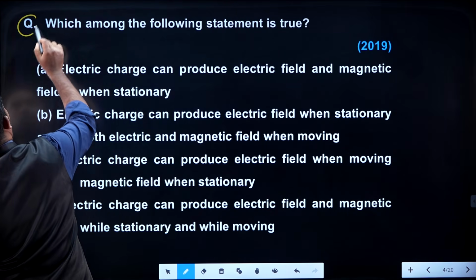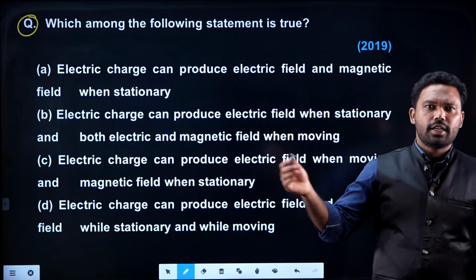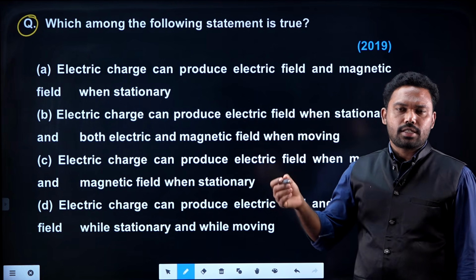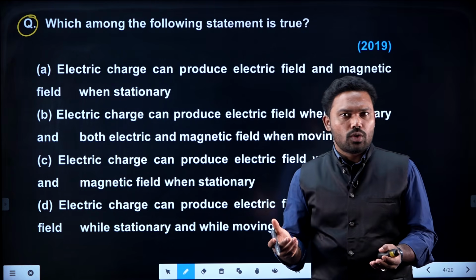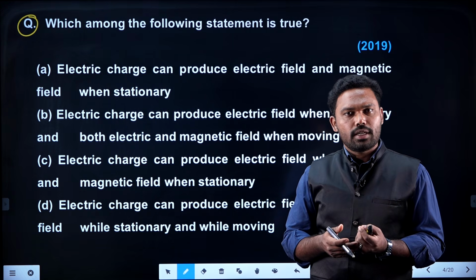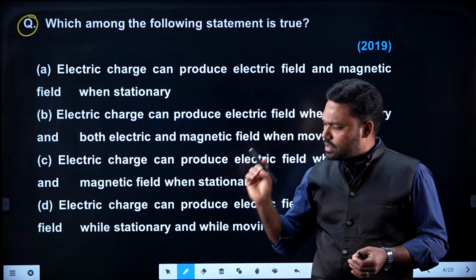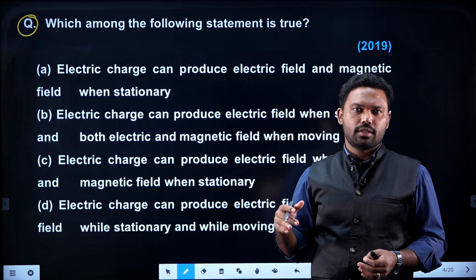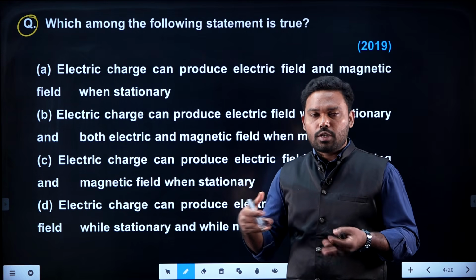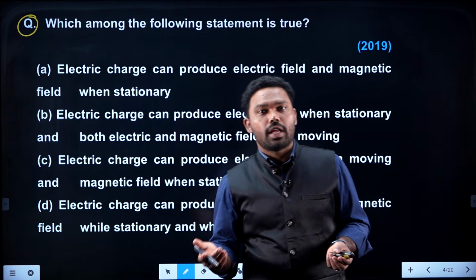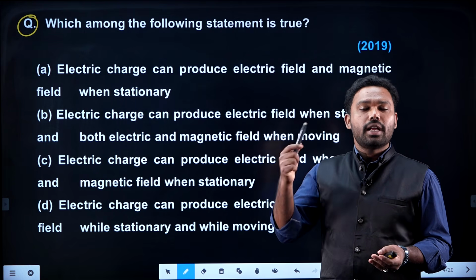Which among the following statements is true? As you all know, this is related to stationary charge, the charge which is at rest, and moving charge. What is the origin of the entire electromagnetic theory? The origin is a basic charge. If you have a charge, there is an electric field around it. If I keep this charge under motion, a charge in motion constitutes current, and the current carrying conductor will have a magnetic field around it. So there is a magnetic field and an electric field.